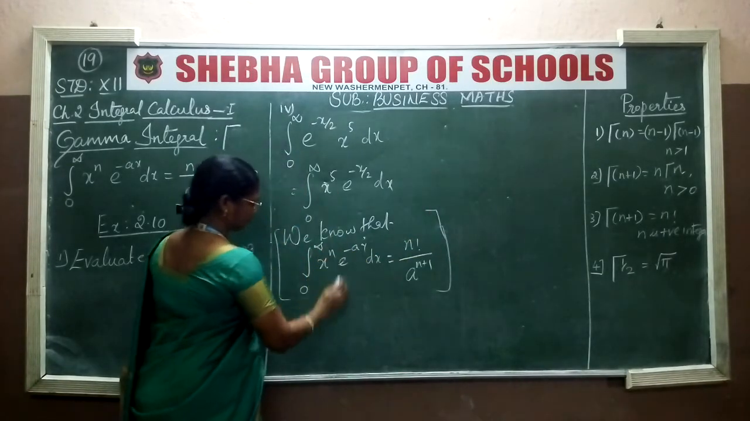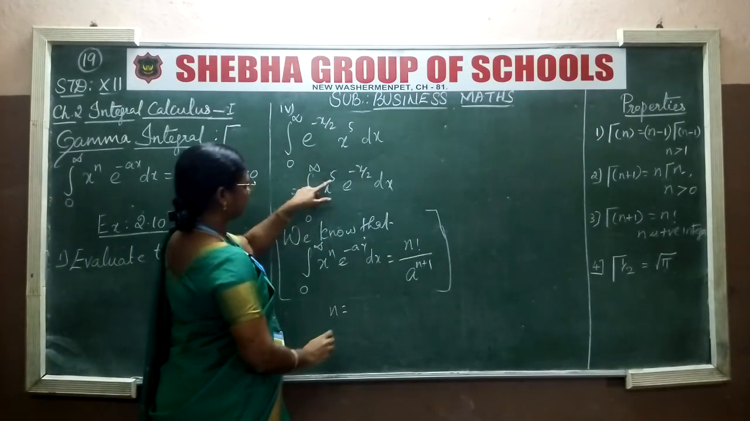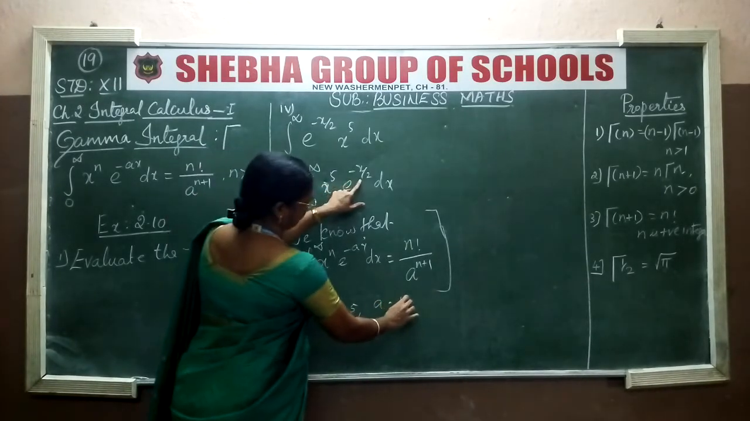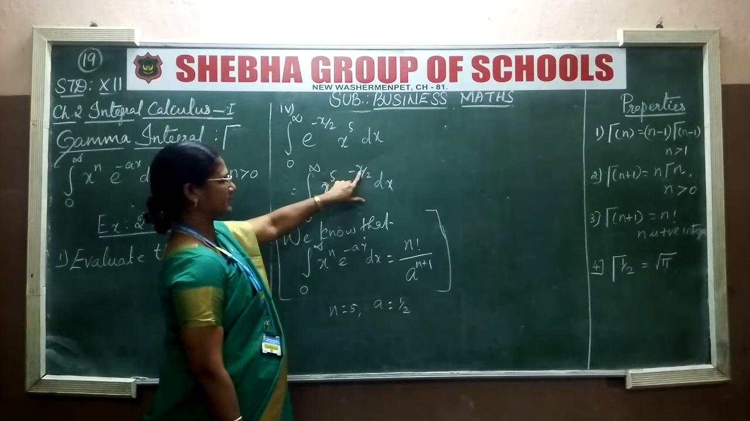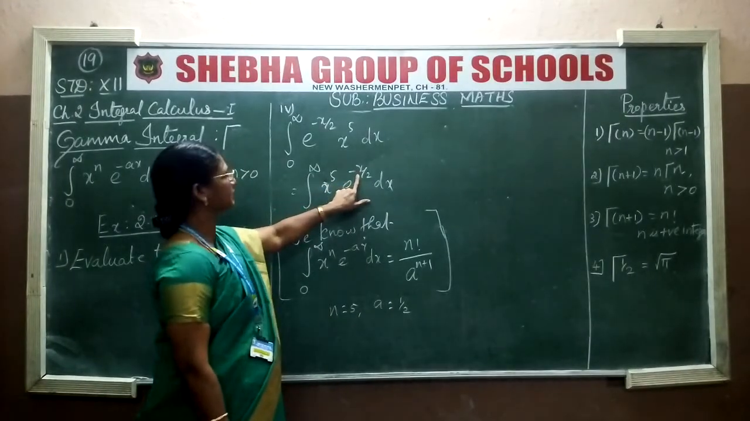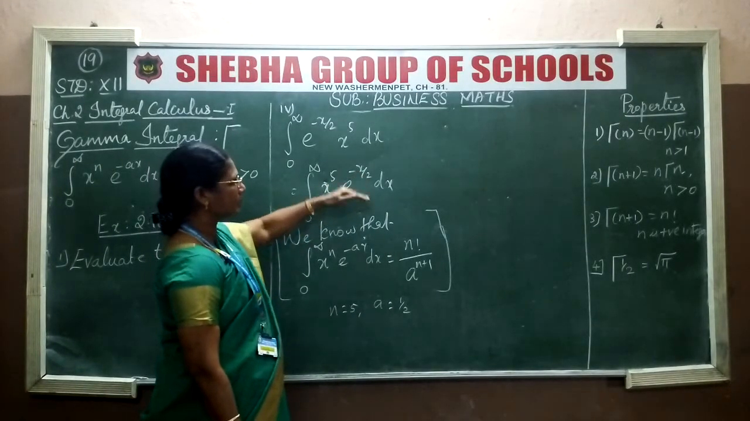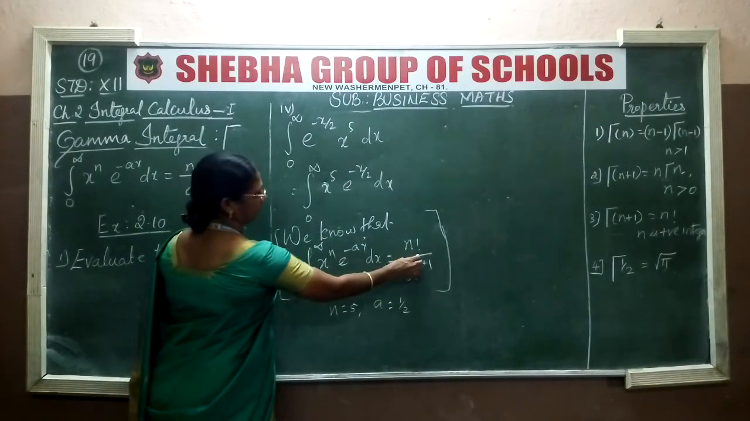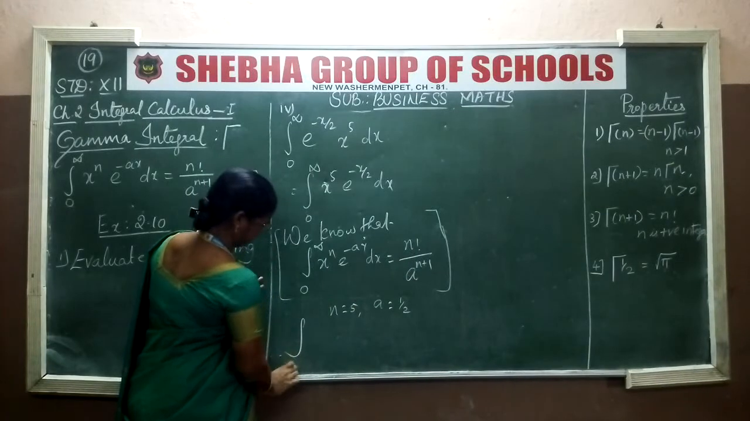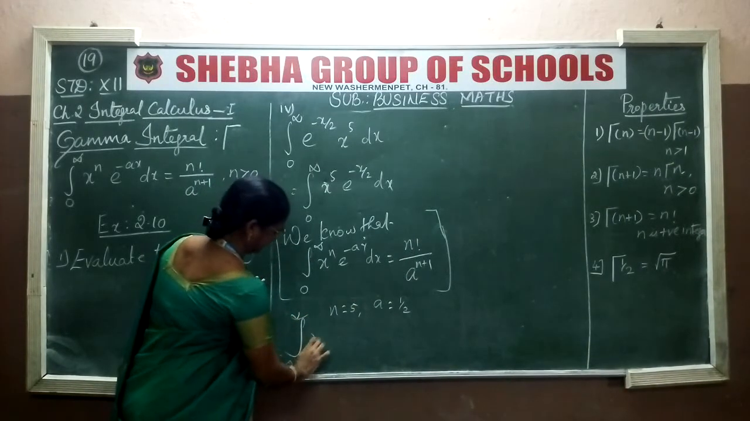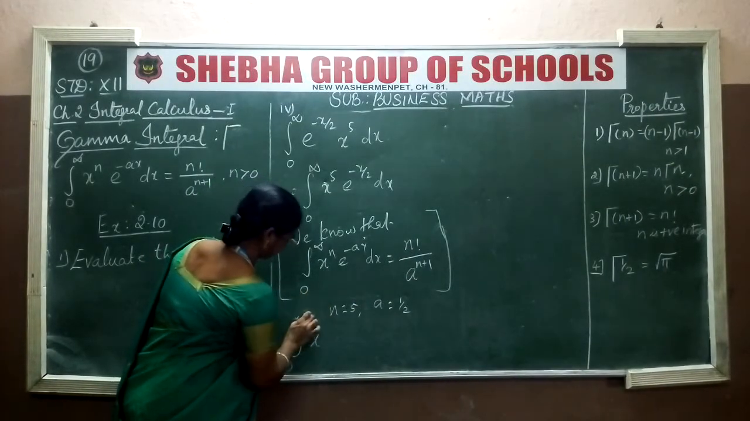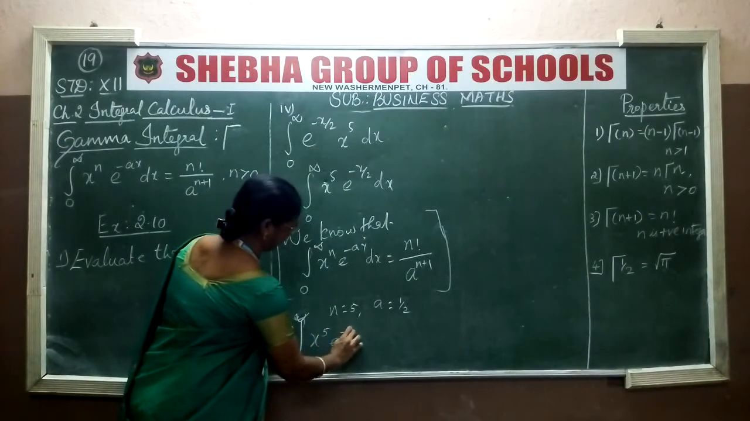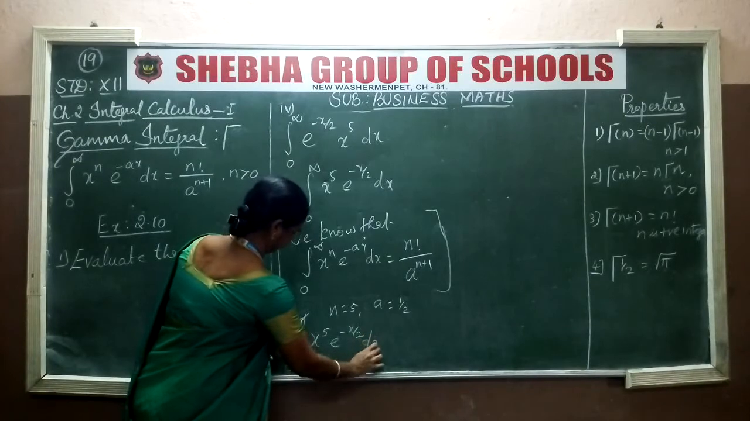So comparing these two, we get n is what? n is 5 and a equal to 1 by 2. The coefficient of minus x, the remaining is minus x by 2, so a is 1 by 2. So substituting the formula, we get therefore 0 to infinity x power 5 e power minus x by 2 into dx.